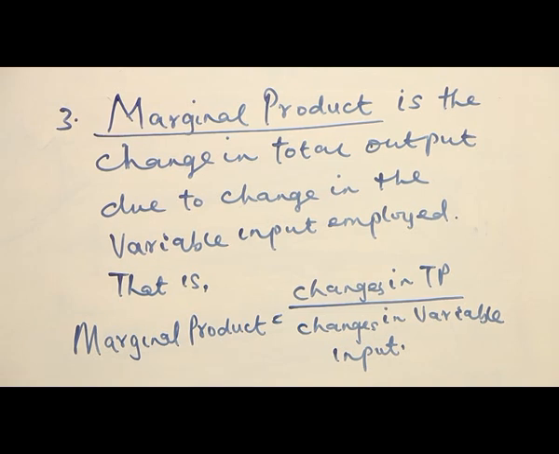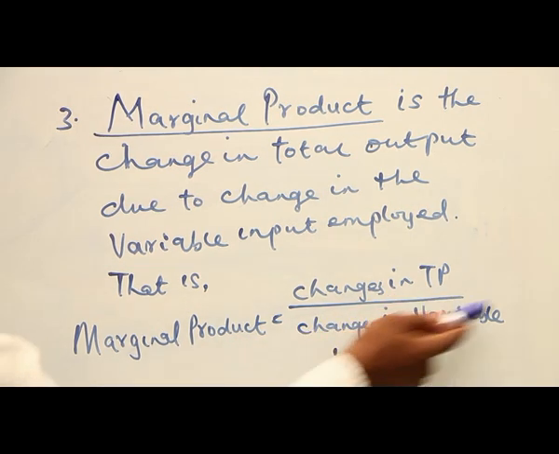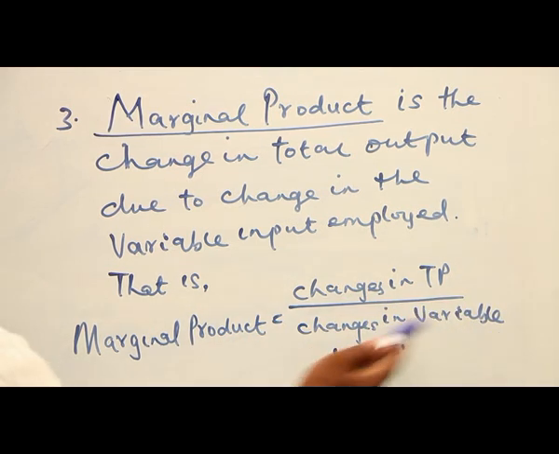A firm wants to know that when we employ from 1 person to 2 to 3 persons, what is the change in the output? Is there an increase in the output when additional input is used or not? So that's why we call it marginal product. Okay, mathematically, marginal product equals changes in total product divided by changes in variable input. As I said earlier, that variable input can either be labor or capital.